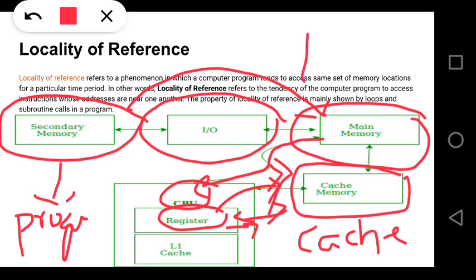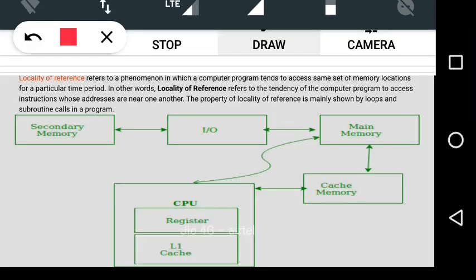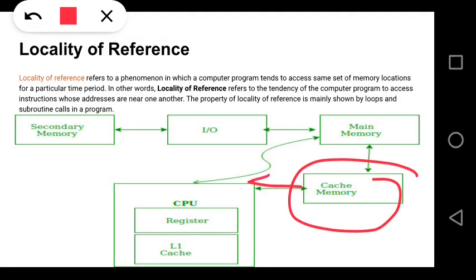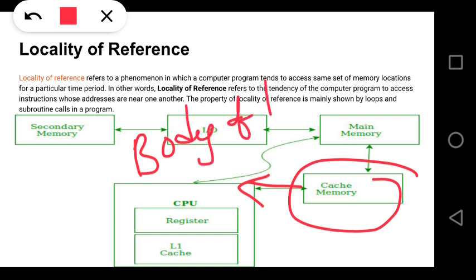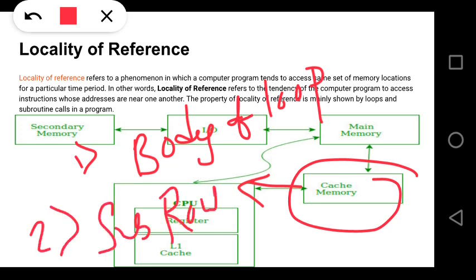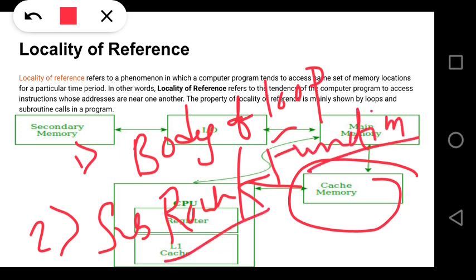So the cache memory is used to store the body of the loop or a complete subroutine or function. Body of the loop or subroutine and function. So this is about the concept called locality of reference.